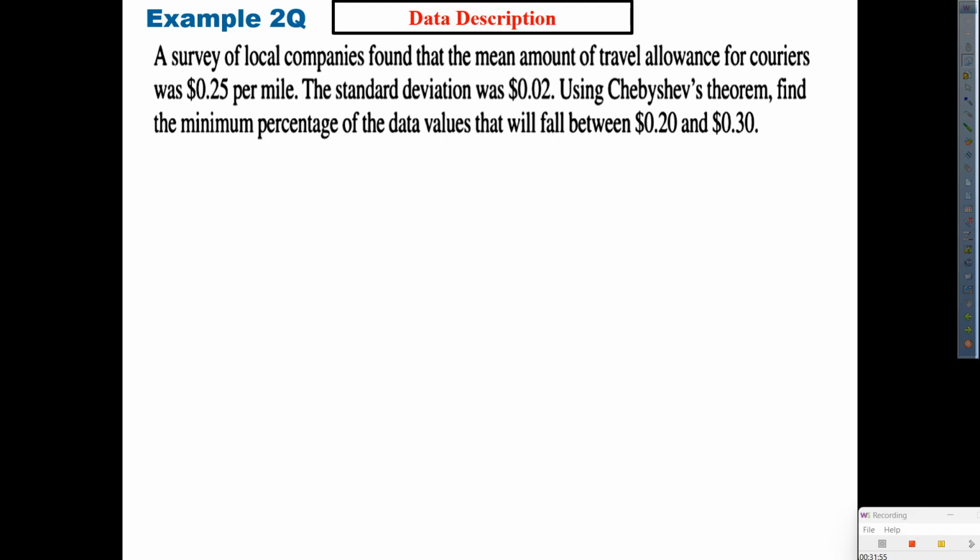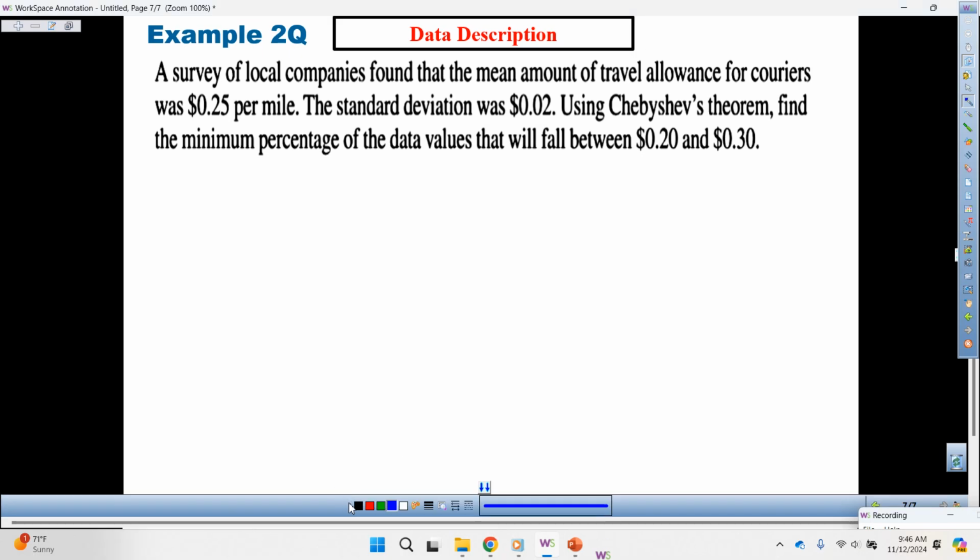You're like, oh, this is a little bit different. Yes, it's a little bit different. However, we can start off with the same data that we need. So write it on your paper, example 2Q. And then we write mu, standard deviation, percent, and K.